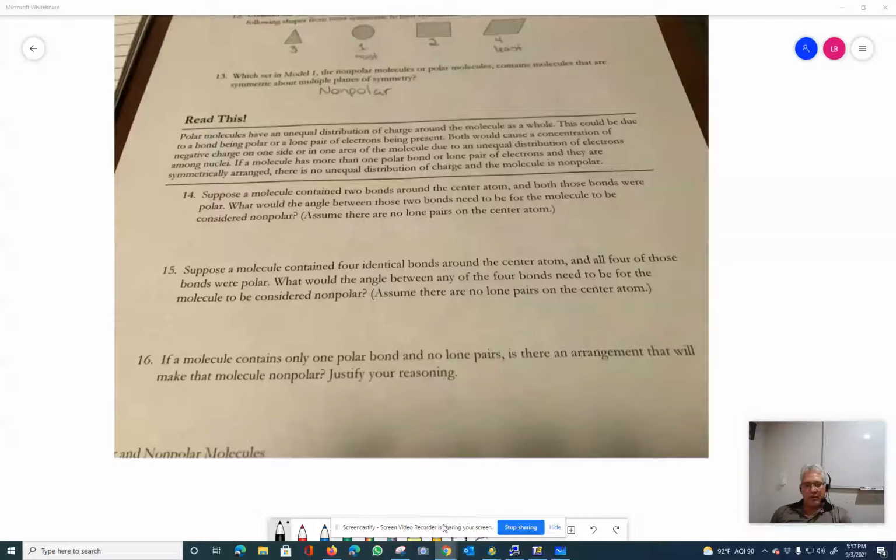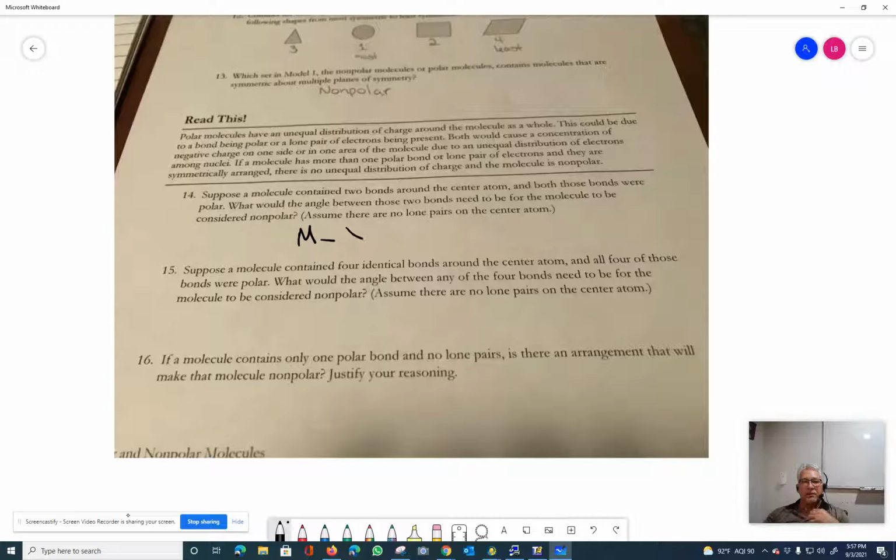Okay, here is my explanation for this question. The number 14 question says, suppose a molecule contains two bonds around the same atom. This is the central atom, and we have two bonds, right?